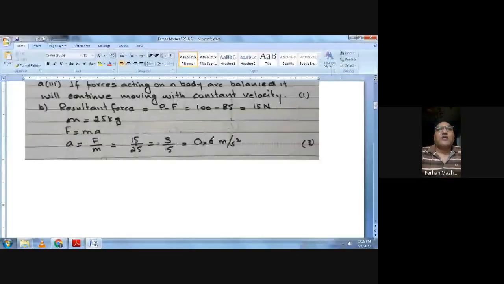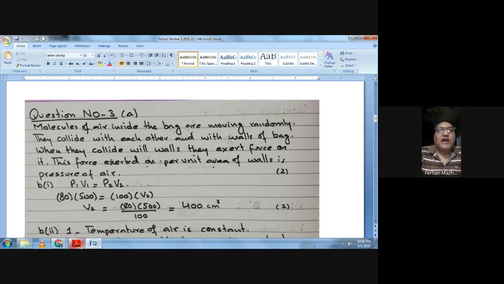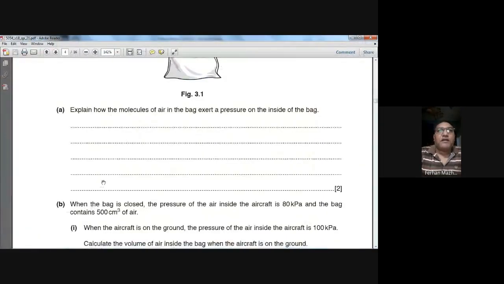Here, question number 3, A part is on your screen. Molecules of air inside the bag are moving randomly. They collide with each other and with the walls of the bag. When they collide with the walls, they exert force on them. This force exerted per unit area of the walls is the pressure of the air. It's a 2-mark question. It's very simple and straightforward. It's a famous concept that is asked again and again in the paper.